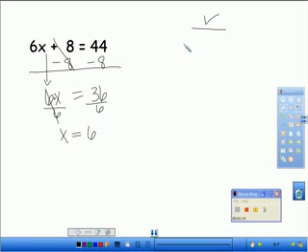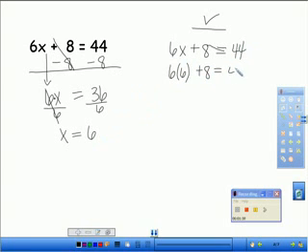The first thing that you do when you check a problem is to write the original equation. So I'm going to write the original equation, 6x plus 8 equals 44. Now I have to plug in my answer, which is 6, into the equation. So I'm going to rewrite it, but instead of putting x, I'm going to write 6. I'm going to solve this left side of the equation, and I'm going to see if I get 44. If I do get 44, then I know that my answer is correct.